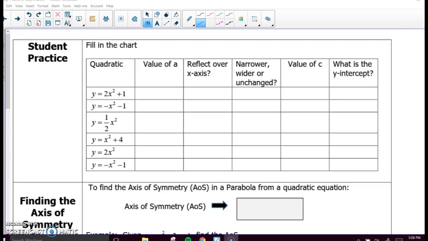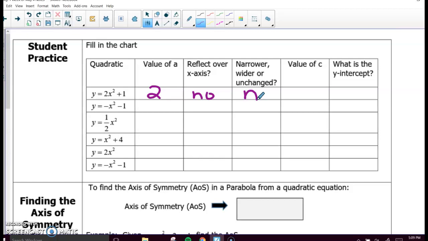y equals 2x squared plus 1. My a value is 2. Will this graph reflect over the x-axis? Because my a value is positive, the answer to that is no. Because my a value is greater than 1, my graph is going to be narrower. I'm going to put that with an N for narrower.